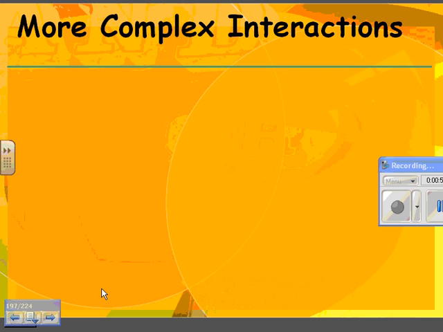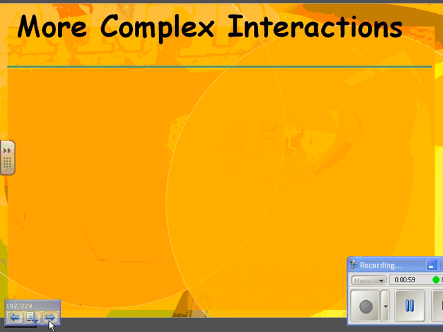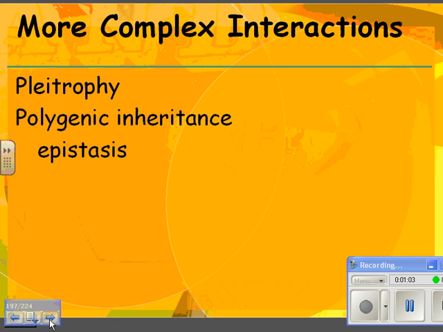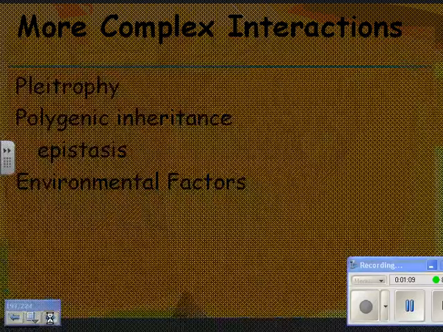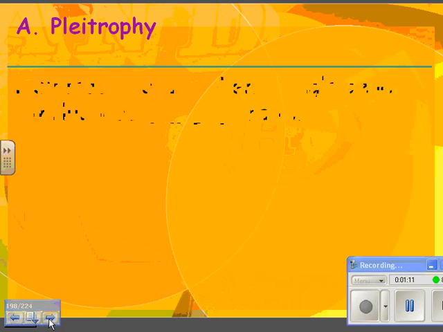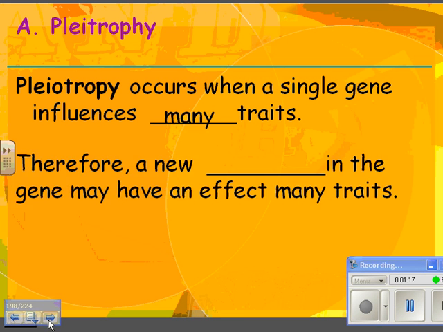But in the real world, most traits are actually controlled by many genes. So there are more complex interactions, and some examples are pleiotropy, polygenic inheritance, which includes epistasis, and environmental factors. So let's take a look at each of these. The first one is pleiotropy. Pleiotropy occurs when a single gene influences many traits. So therefore, a new mutation in the gene might have an effect on many traits.